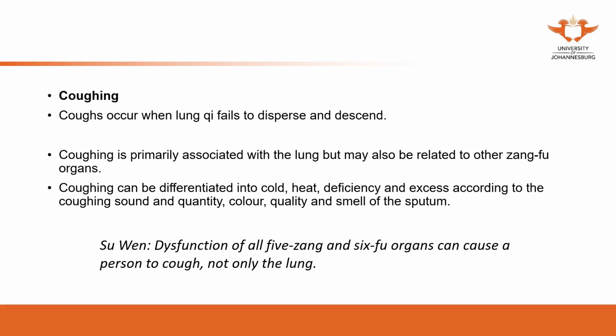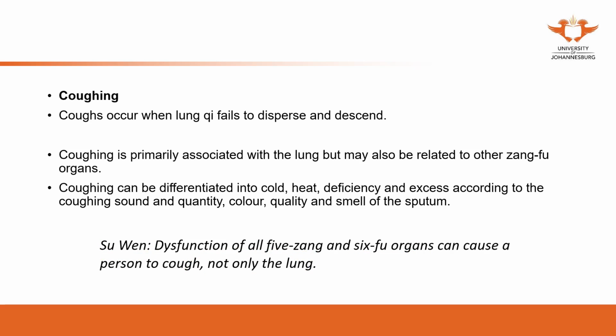The reason is that the Huangdi Neijing described the dysfunction of all five zang organs and six fu organs, which means all internal organs can cause a person to cough, not only the lung. For example, a person with kidney deficiency: the kidney can affect the lung and cause coughing. Or a person with a liver problem.